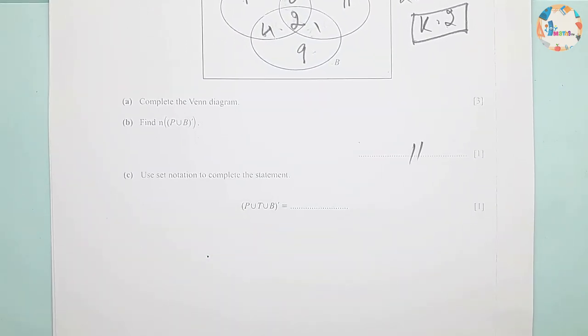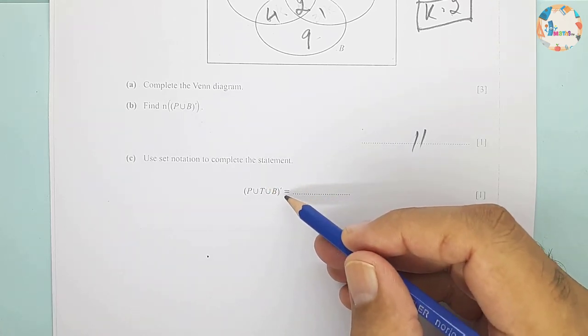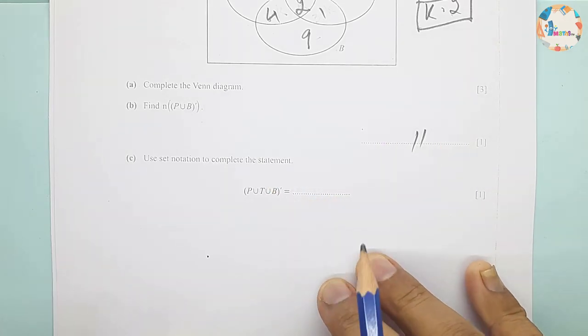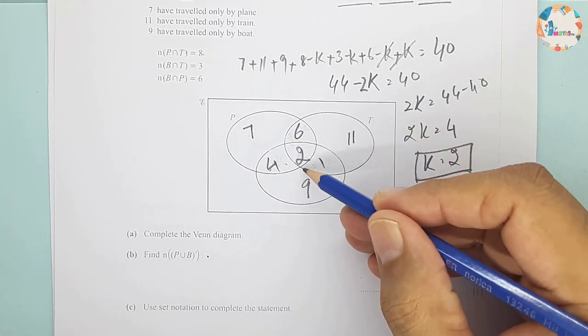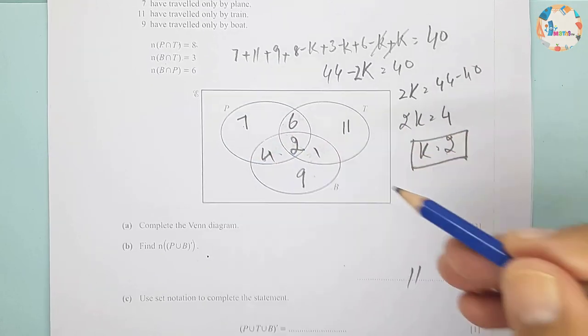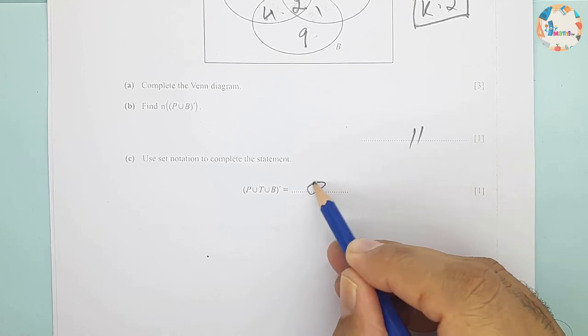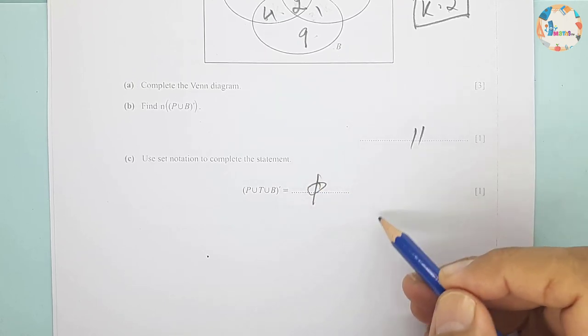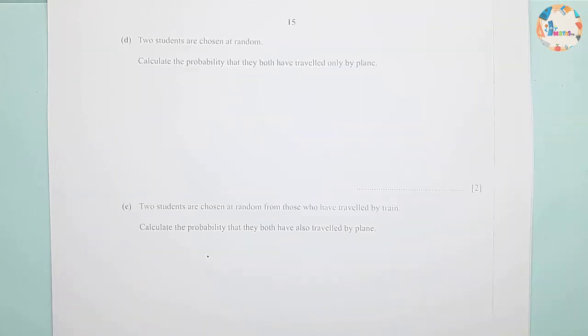Use set notation to complete the statement. So we have to show this statement: P union T union B complement. If we take everything in P union T union B, nothing is outside, so we will write phi. We can represent it with phi, or we can show it with only two empty brackets, nothing in those brackets. So this is done. This is part D.